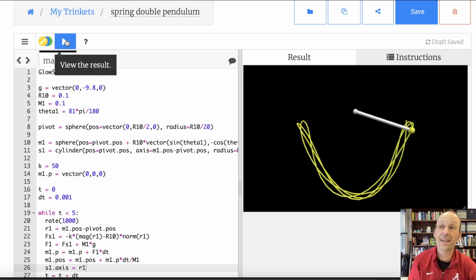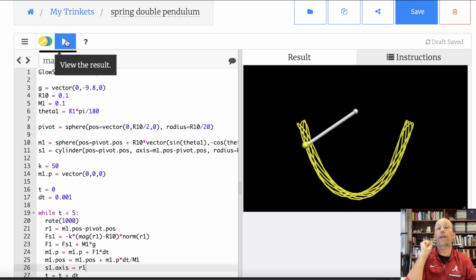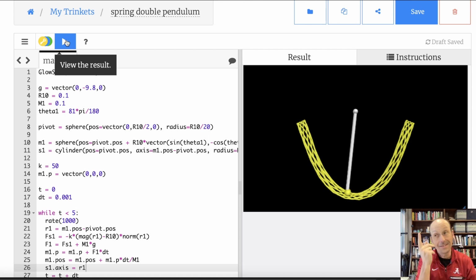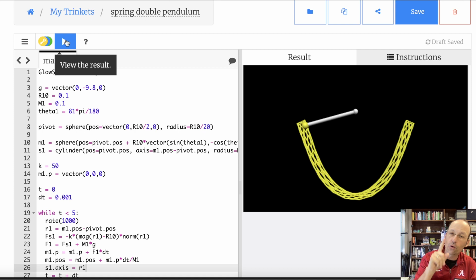Okay, so you're thinking, that doesn't look like a pendulum. Okay, I can fix this. There's two ways I can fix this. It does look like a pendulum, number one. Number two, I could increase the spring constant, right? And that would fix almost everything. But I want to show you one other way, because I want to make this as best as I can.